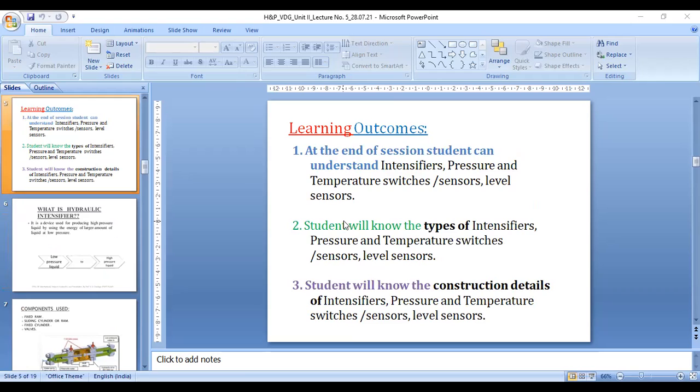Learning outcome of this lecture: at the end of the session, students can understand intensifier, pressure and temperature switches, sensor, level sensor. Students will know the types of intensifier, pressure and temperature switches, sensor, level sensor. Students will know the construction detail of intensifier, pressure and temperature switches, level sensor.